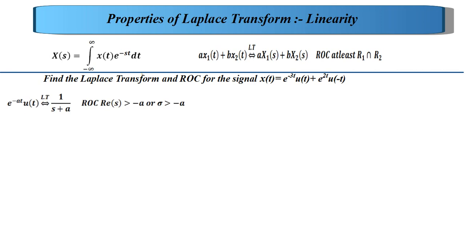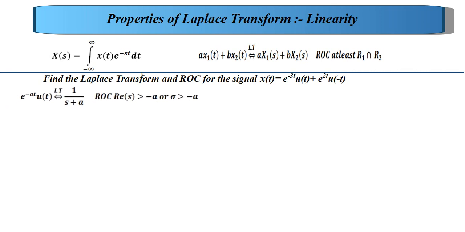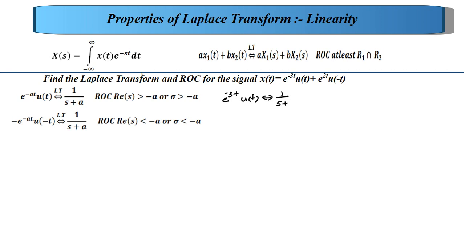One is e raised to minus at into u of t, and another one is an anti-causal signal. Okay, these are the standard results. So here it is u of minus t, and I can write the result. So based on the result, e raised to minus 3t into u of t, the Laplace transform of this signal becomes 1 by s plus 3, and the ROC will be sigma greater than minus 3.